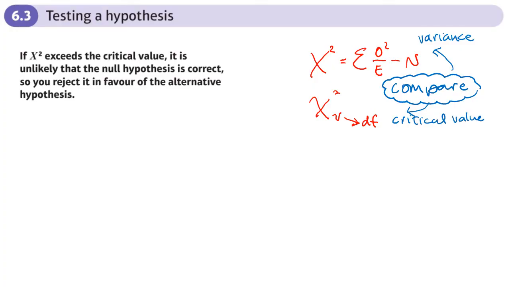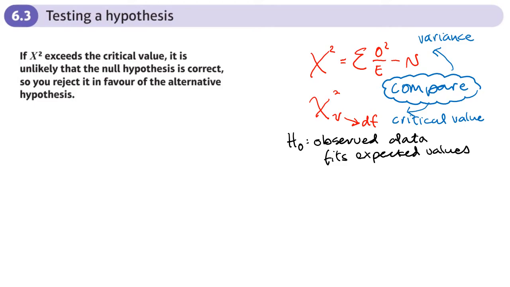Remember that H0 is always going to be that your observed data fits the distribution. Observed data fits or is close to expected values. In other words, it fits the distribution. H1 is going to be that the observed data does not fit expected values.